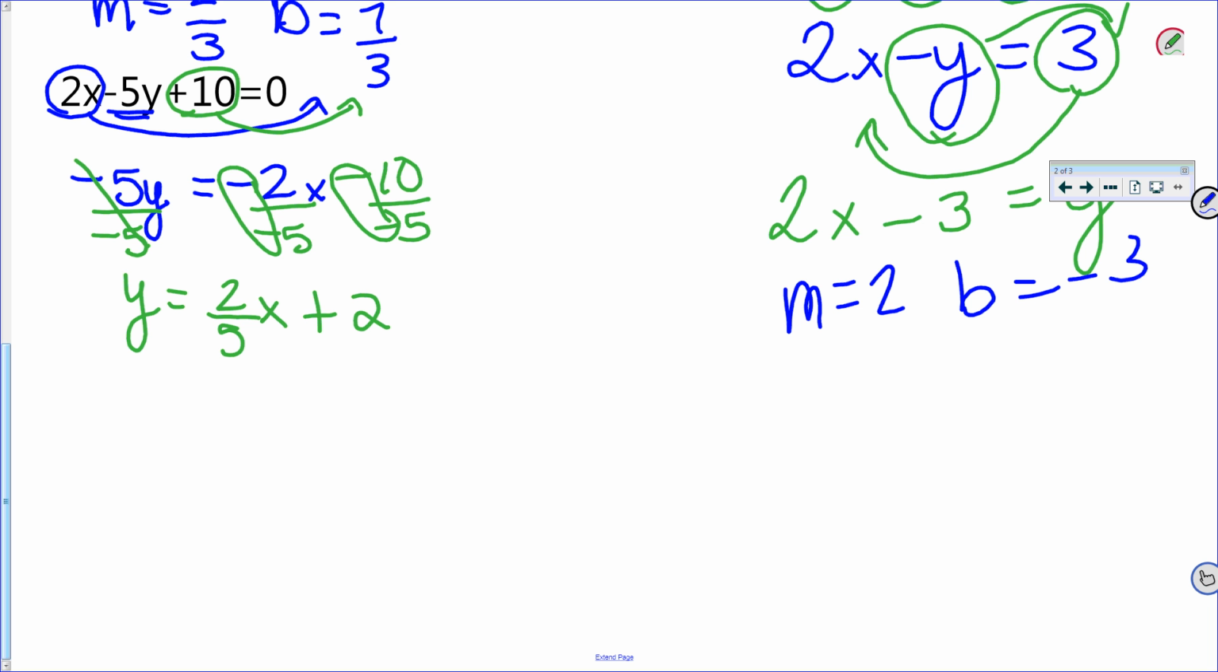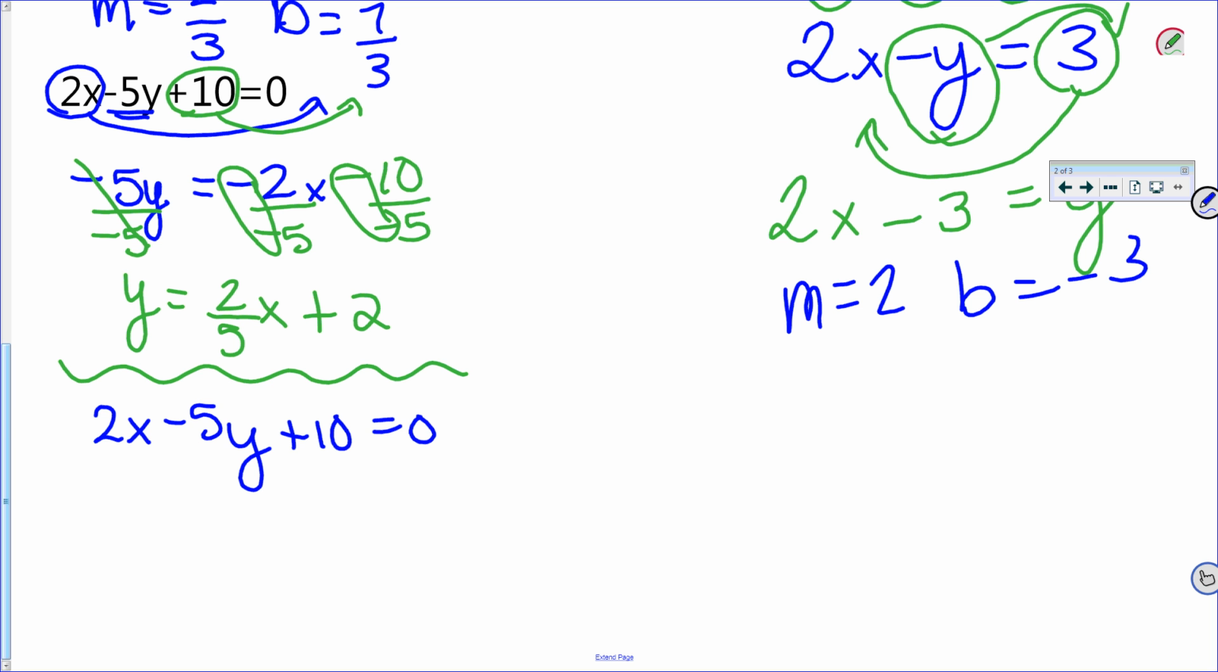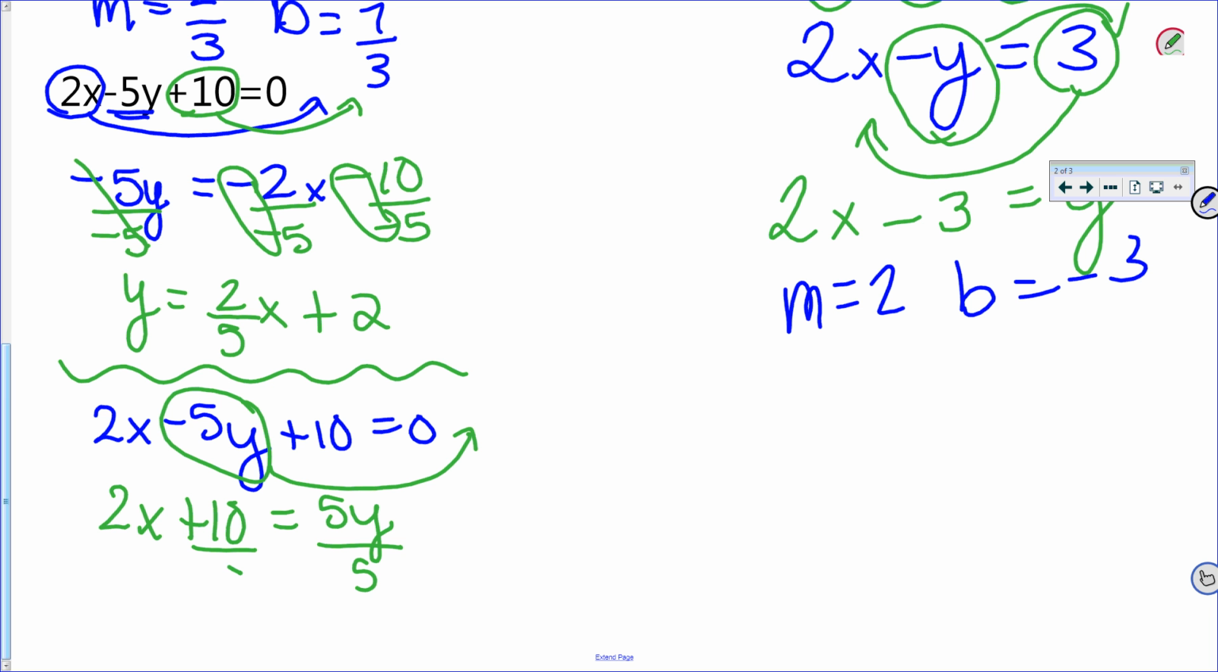And again, so you can see here, I could have done this another way, and I'll just show you here. Again, my original equation was 2x minus 5y plus 10 equals 0. Because this is a negative 5y, you just have to be careful, I could take this all over and write 2x plus 10 equals 5y. And then I could have divided everything by 5.